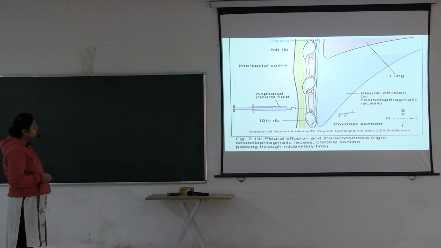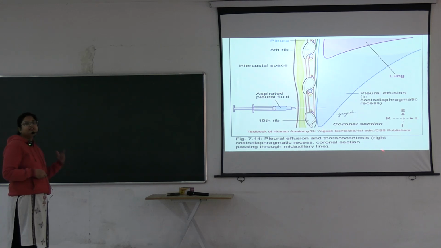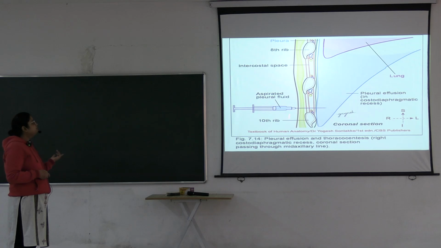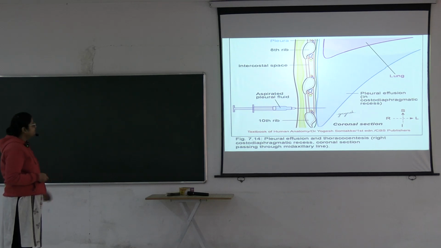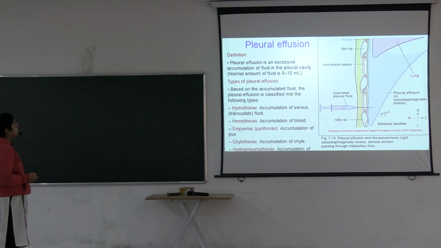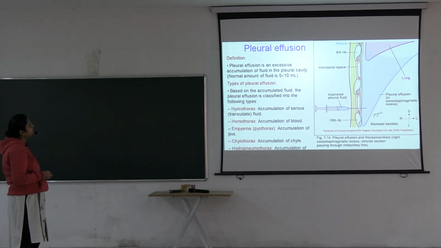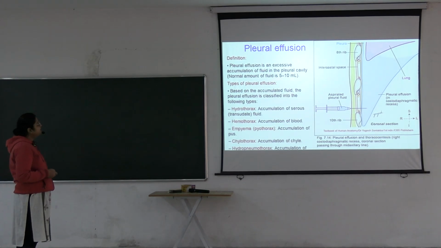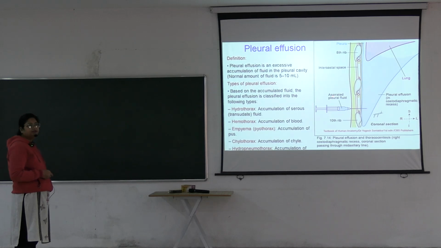Here it is being passed through the mid-axillary line. We have read that in the mid-axillary line, the pleural cavity, this costodiaphragmatic recess, extends from the 8th to the 10th rib. So, pleural effusion is an excessive accumulation of fluid in the pleural cavity. The normal amount present is 5 to 10 ml.